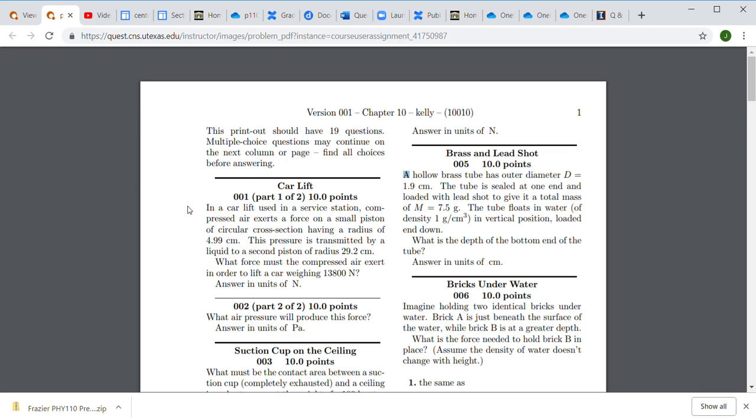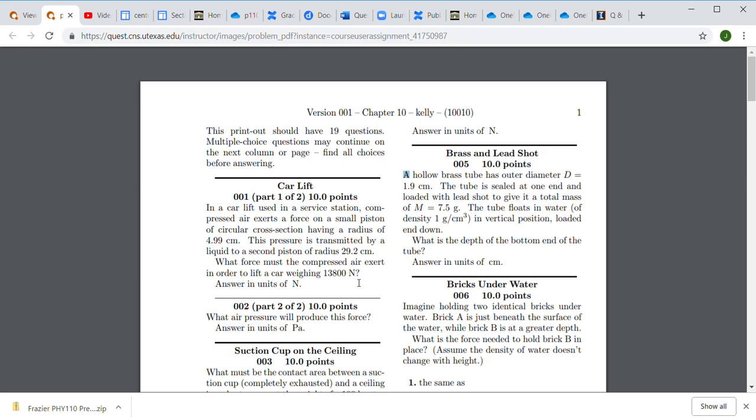In the first problem, we've got a hydraulic car lift in which compressed air exerts force on a piston of a given radius, and then the pressure is transmitted via hydraulic fluid to a larger radius piston. And the question is, what force must the air pressure exert in order to lift a car weighing 13,800 newtons? So what force must it push on at the smaller radius piston end?